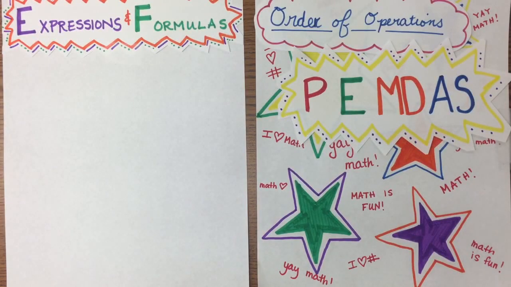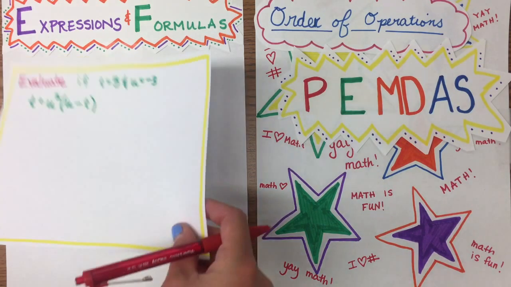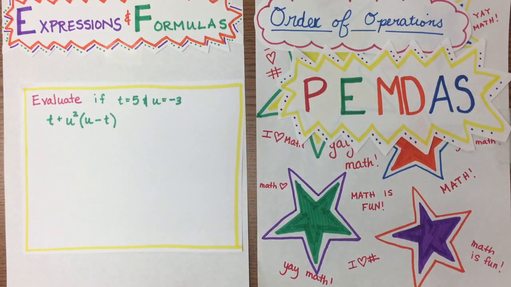Welcome back. We're looking at expressions and formulas, order of operations in this section. We're using PEMDAS to work through these. In this particular example, we are going to evaluate t plus u squared times u minus t if t is equal to 5 and u is equal to -3. Remember, evaluate means substitute and simplify.